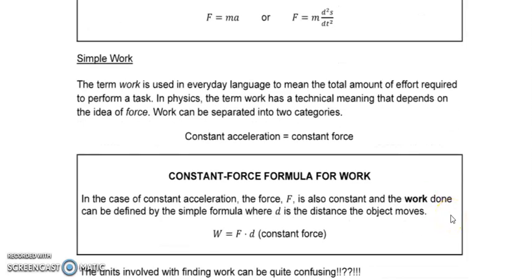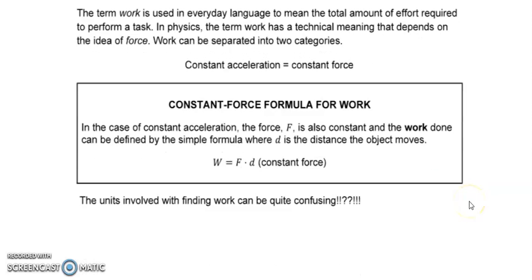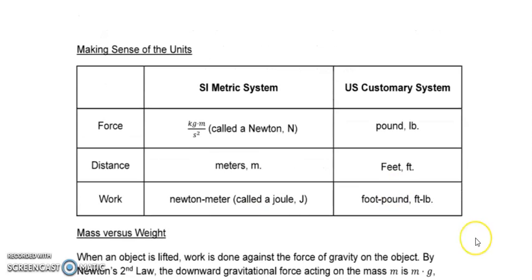So if we're using just a constant force formula for work, we are going to take force, like I said, as a constant, and we define work as the force times the distance that the object had to move. So it's just work equals F, force, times D, distance. So the problem with all this is the units. Wait till you see the table on the next page here.